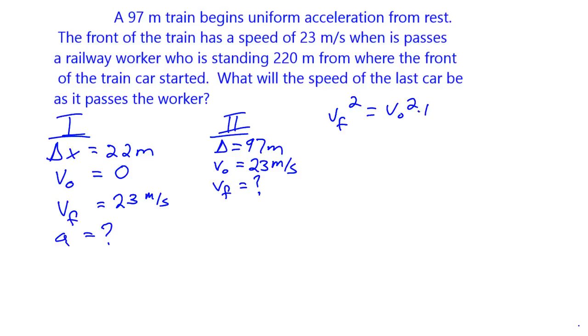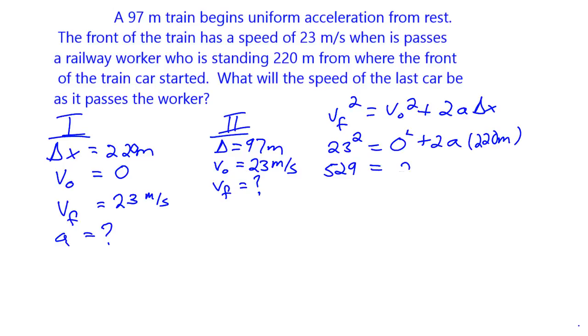plus 2a delta x. So now our final velocity is 23 squared equals 0 squared plus 2, and whatever a is, times 220 meters. So now we get 23 squared, which is 529, equals 2a times 220 meters. So divide both sides by 2 and divide both sides by 220.